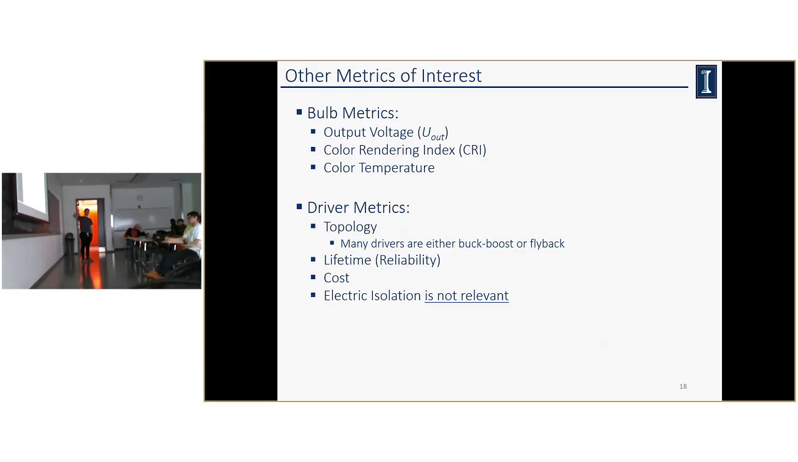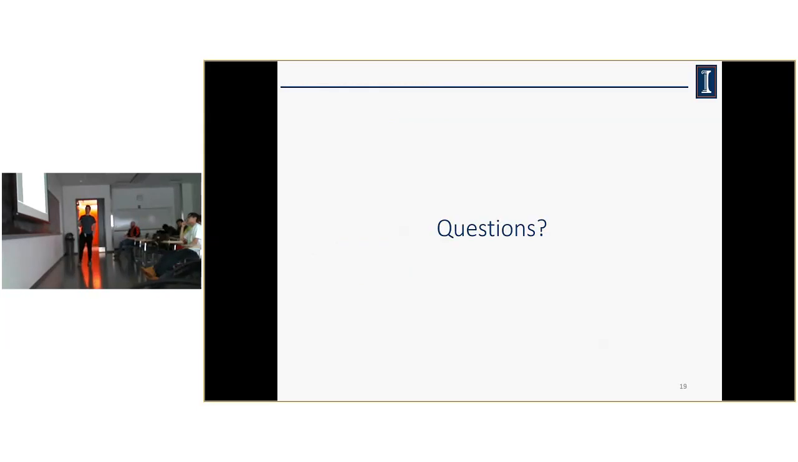Color rendering index and color temperature have a lot more to do with aesthetics. That's not really our domain. We're not LED physicists, but those metrics matter a lot more to consumers, because you get a lot of complaints about, oh, this bulb is slightly more yellow than was advertised. And then there's some more driver metrics for if you're doing LED driver design. So, what topologies do you choose? Turns out most of these drivers are buck boost type. There's not a lot of isolation. There's not really a need to, because you're not going to be able to touch the inside of the bulb. There's no safety concern there. Lifetime, reliability, cost. Okay, and I believe that's it.